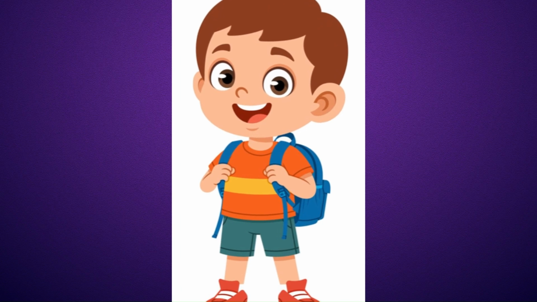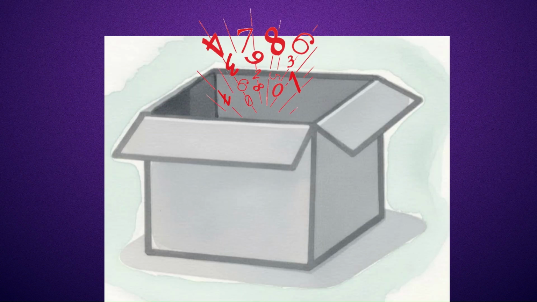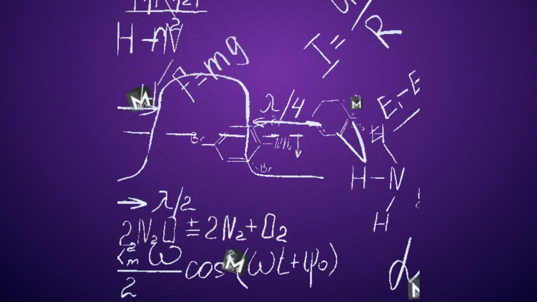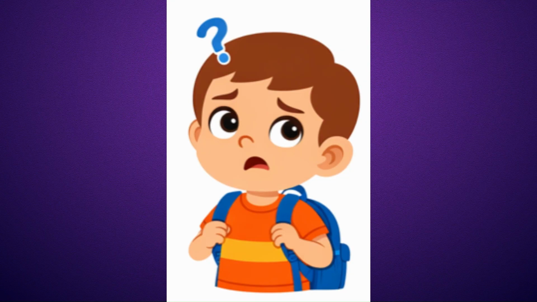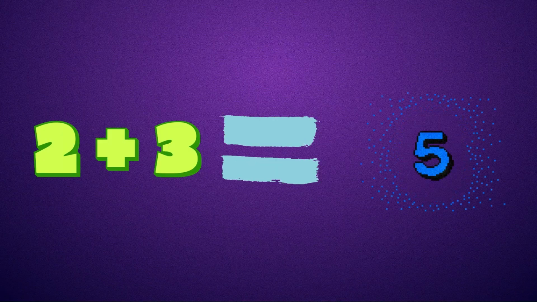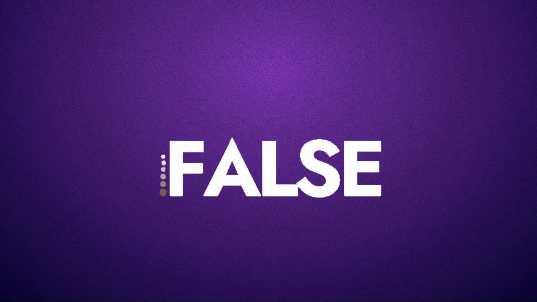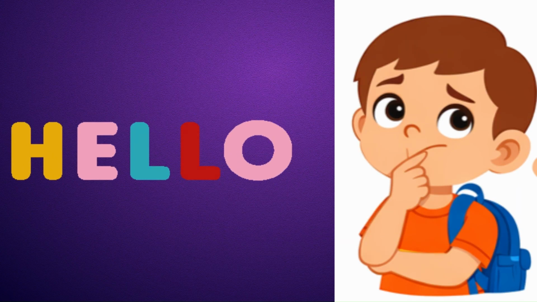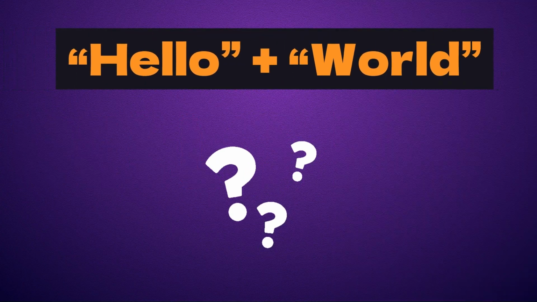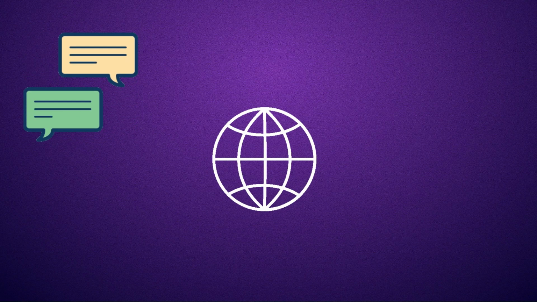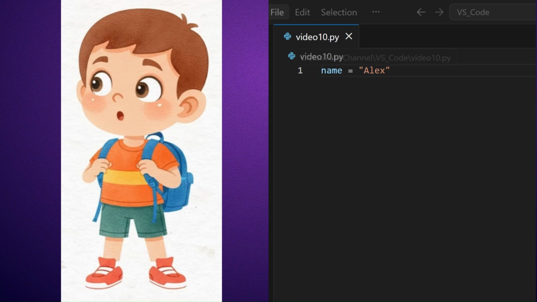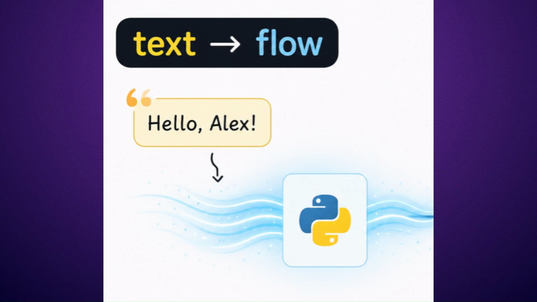Meet Alex again. Alex now knows how to store data and perform operations. But Alex notices something. Numbers are easy to calculate, true or false are easy to decide, but text feels different. Text cannot be added like numbers, yet Python uses text everywhere. So Alex asks, what exactly is a string and how does Python work with text?